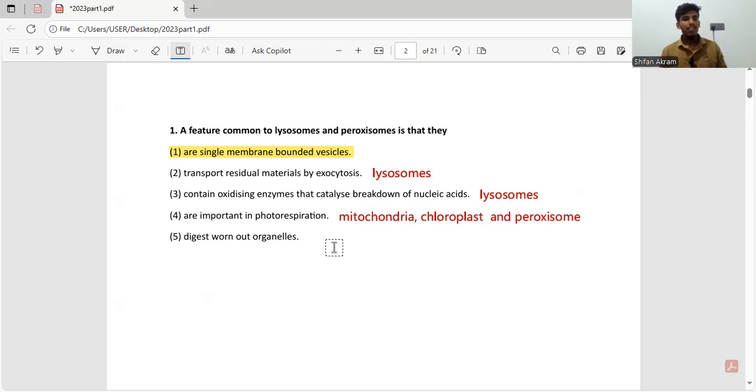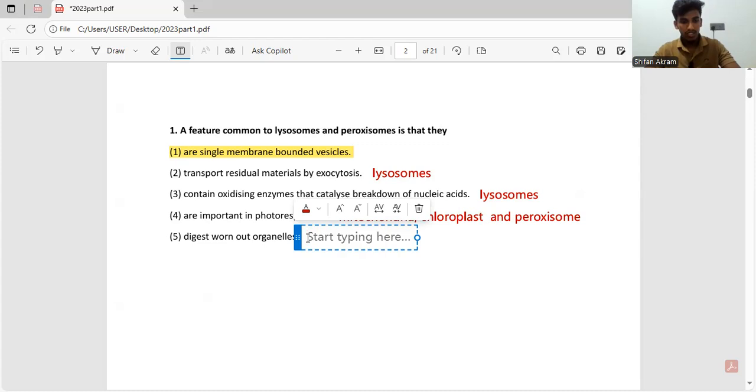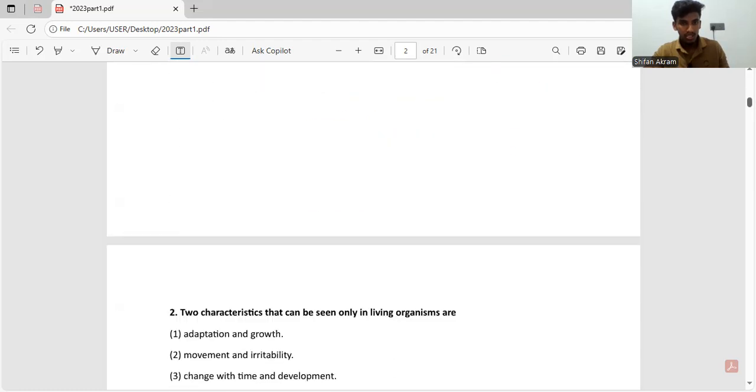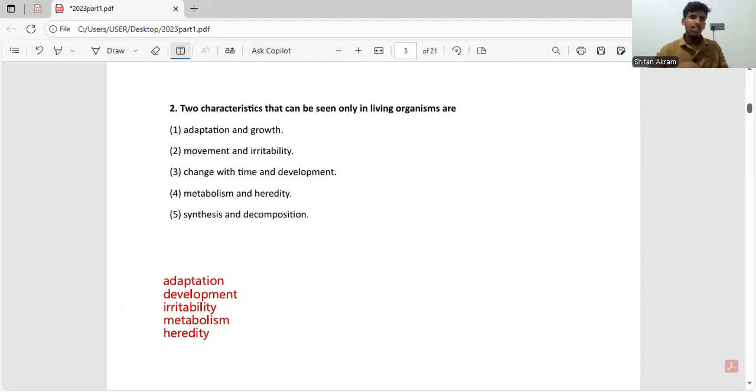Now, again, the fifth answer, digesting worn-out organelles. We know digesting worn-out organelles is a function of the lysosomes. So the correct answer is the first answer. Now let's go through the second question. Okay. Two characteristics that can be seen only in living organisms are.